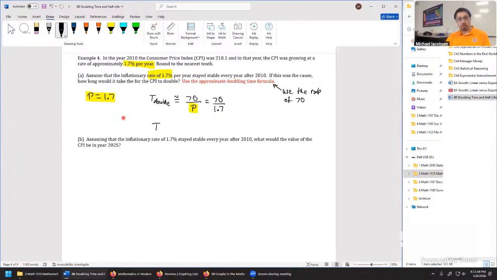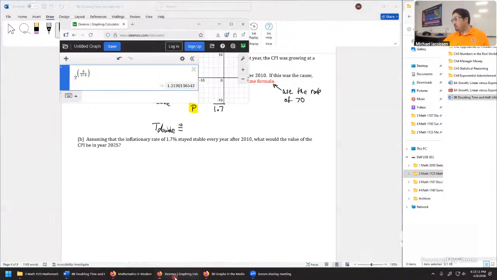So now we just go to a calculator. This one is going to be rounded to the nearest tenth of a year. And we have an approximate doubling time. This approximation is pretty decent. The rule of 70 is accurate as long as the growth rate is at 15% or lower. More and more accurate the smaller it gets. So this is not too bad of a value.